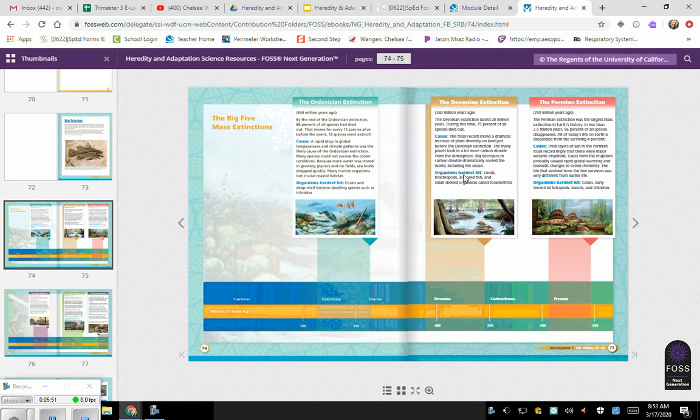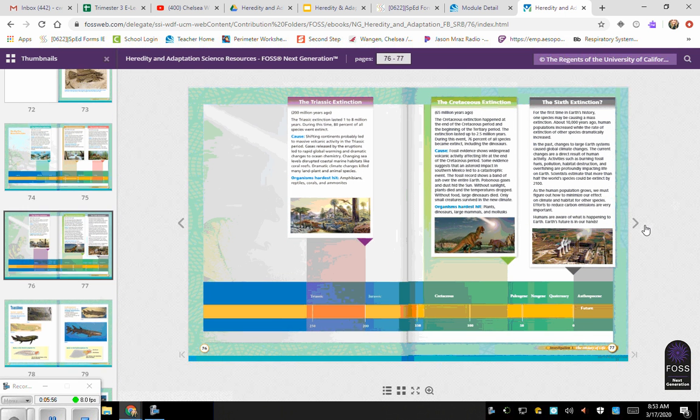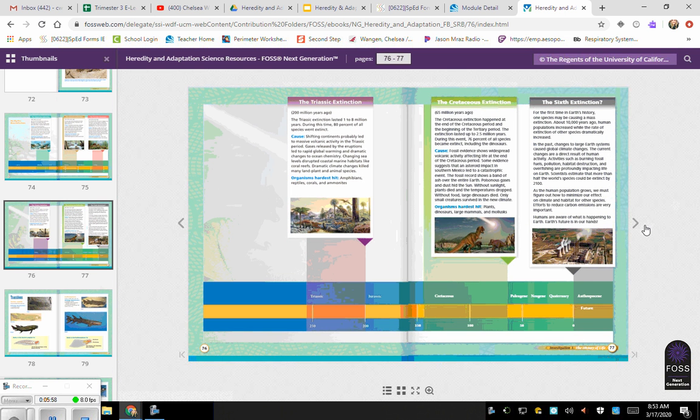The next one is one that I find the most fascinating. So if you go ahead and flip your page to here, the Jurassic extinction. This happened 200 million years ago. The Jurassic extinction lasted 1 to 8 million years. During this time, 80% of all species went extinct. The cause of this was shifting continents, probably led by massive volcanic activity in the Jurassic period. Gases released by the eruptions led to rapid global warming and drastic changes to the ocean's chemistry.